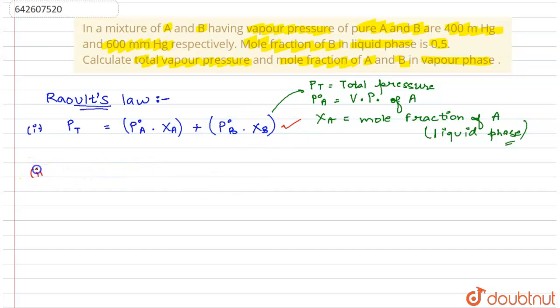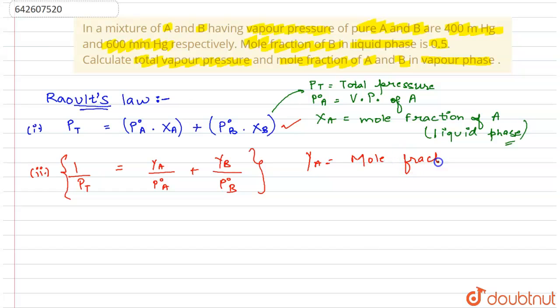The second formula is 1 by PT is equal to YA upon P naught A plus YB upon P naught B. The only difference is that here my YA is the mole fraction of A in vapor phase, and similarly YB is my mole fraction of B in vapor phase.